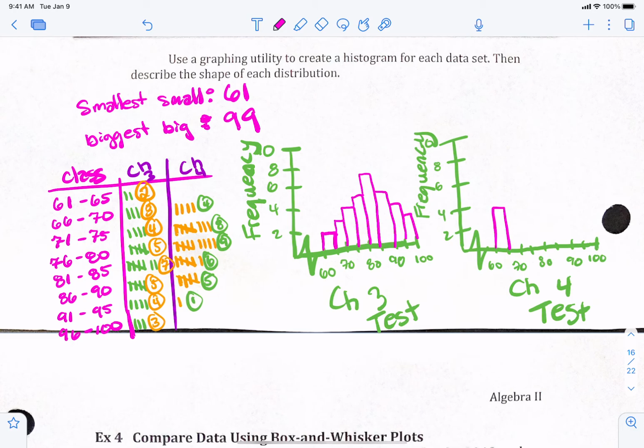First column is 4 here. Then 8. Then 9. Then 6. And then 5, and then 1 again. There you go. Holy cow, way different looking graphs.